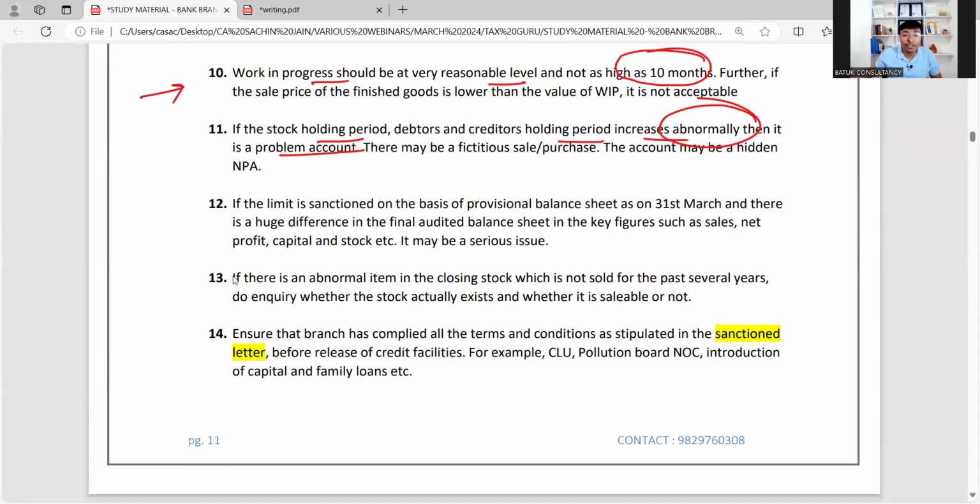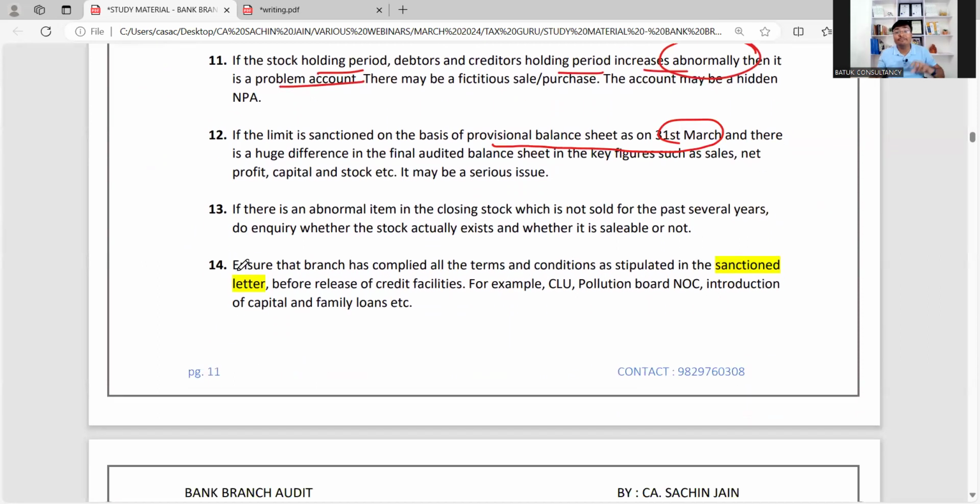If the limit is sanctioned on the basis of a provisional balance sheet as on 31st March, and there are huge differences between the final balance sheet and the provisional balance sheet, in that case also this is a serious issue. So whenever you check any business loan, it is our responsibility to check the provisional balance sheet and the audited financial statement. The provisional balance sheet is what the borrower has given at the time of the loan, so we can compare the data with the actual financial statements.